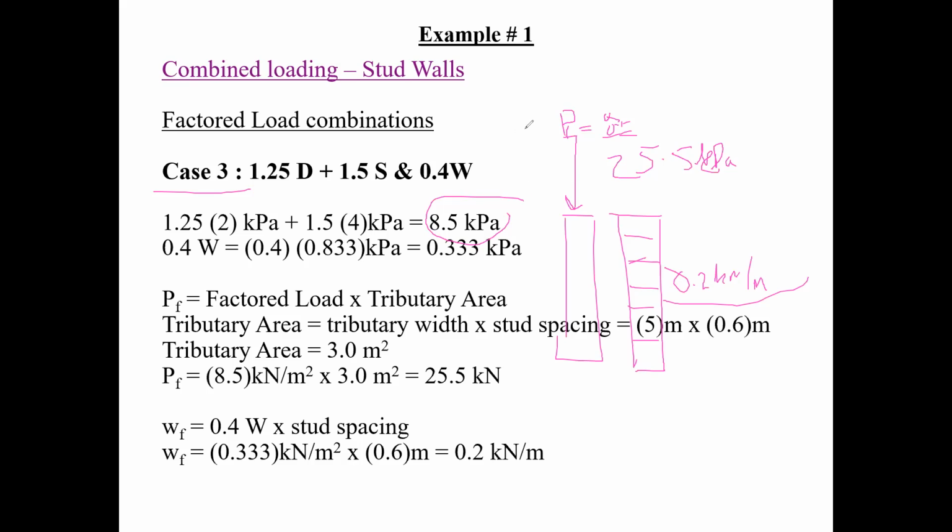Okay, so this is what you have to keep in mind. When you go into the table, you're going to look for a PR value that is greater than your PF value. Then right beside it, you check to see if your WR value is greater than your WF value. If it is, you've satisfied both conditions. That's what we're going to be doing, and that's just for case number 3. Then we'll have to do the same thing for case number 4, the load combination case number 4.